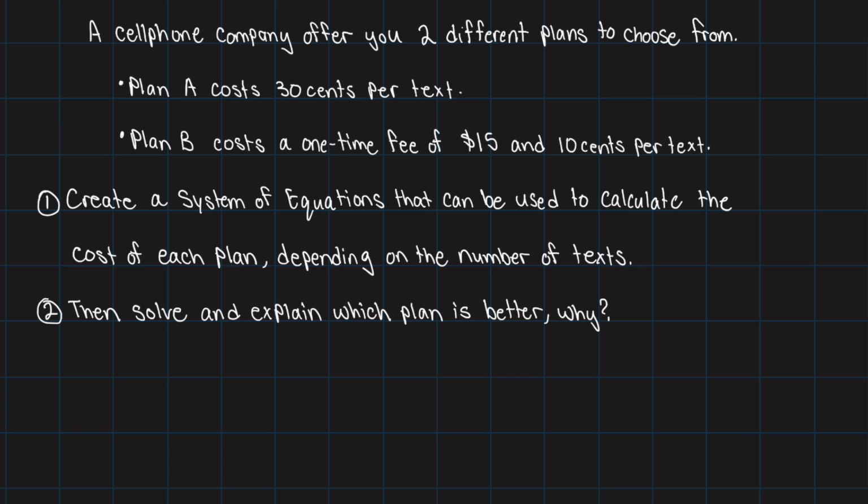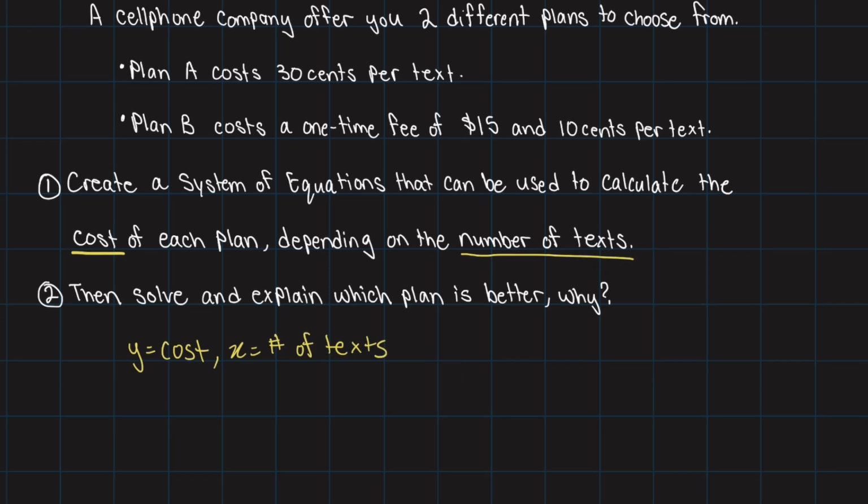We need to choose our variables. Okay, so we need to choose a variable for number of texts, because that's what it depends on, and also a variable for the cost of each plan. Okay, so since we usually do y equals, we'll say y is equal to the cost of each plan, and we'll say x is equal to the number of texts.